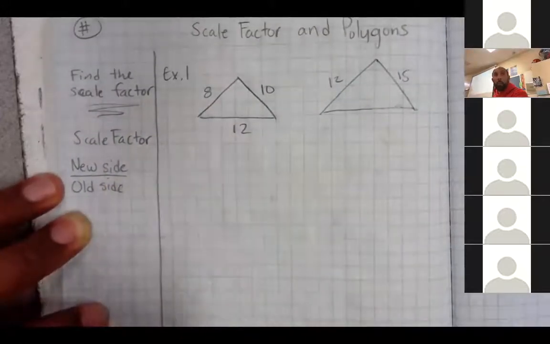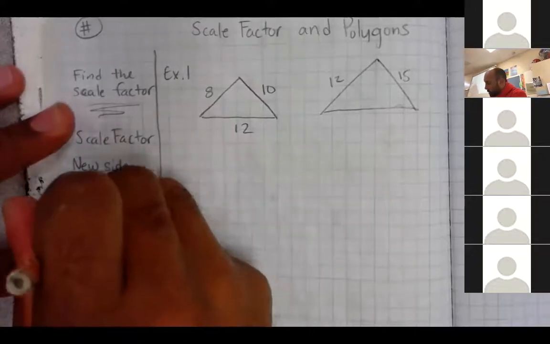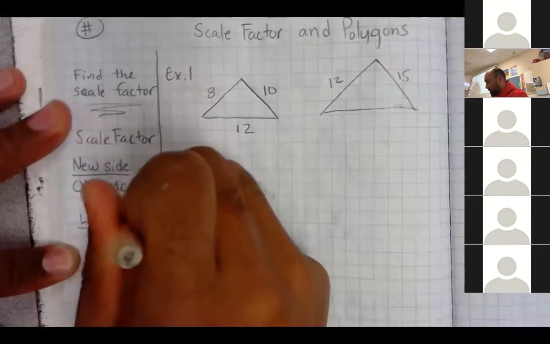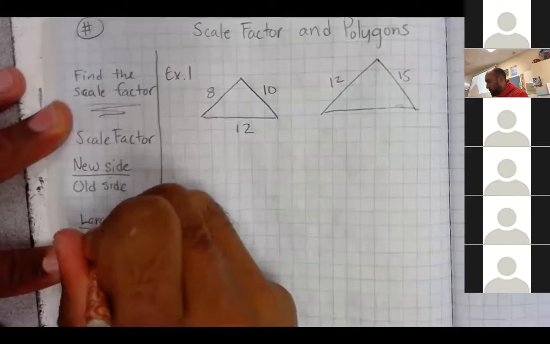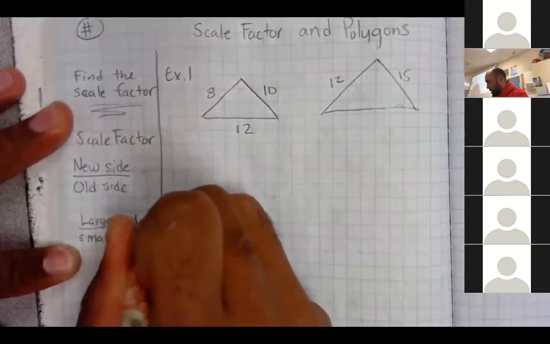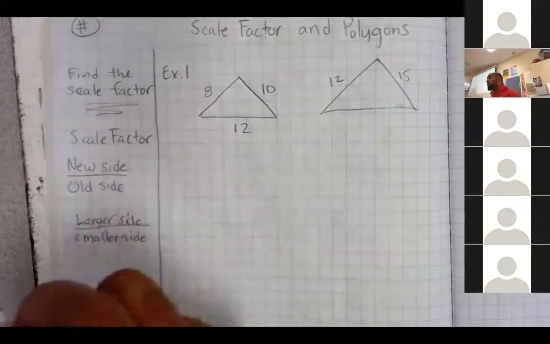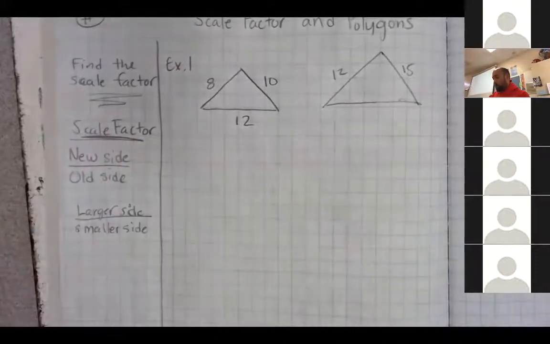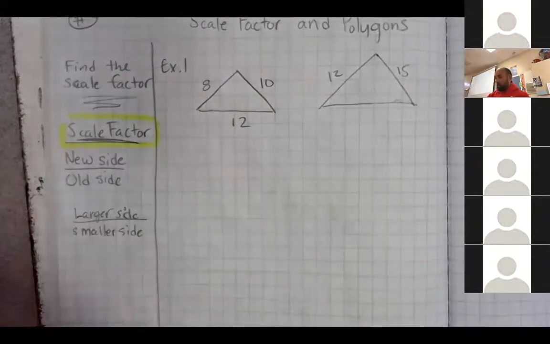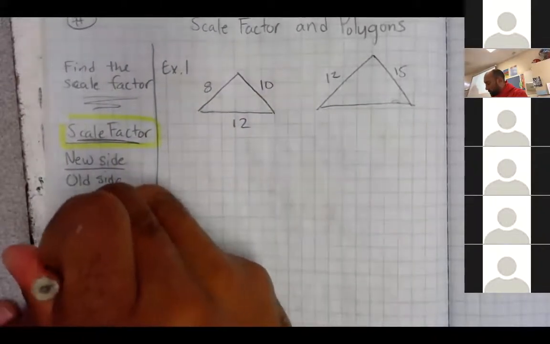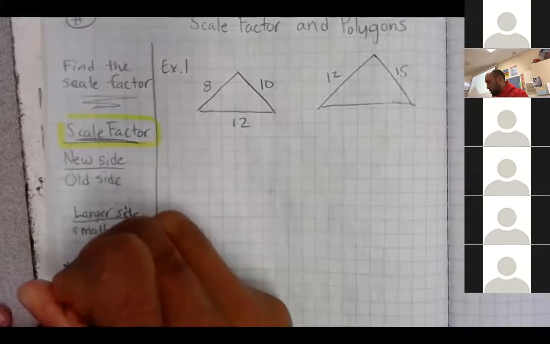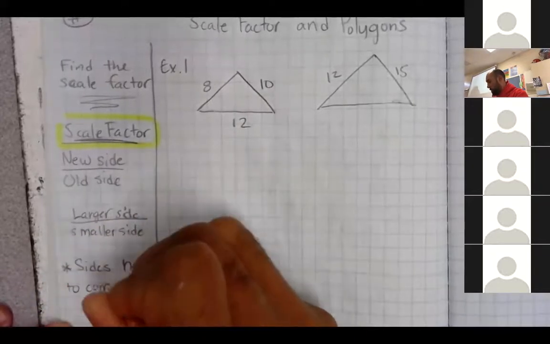Okay, for this worksheet, it's the same thing, except we're taking the larger side and dividing by the smaller side that corresponds. Keyword, corresponds. Okay. So I might put this in highlighter like this. What's important is that the sides need to correspond.